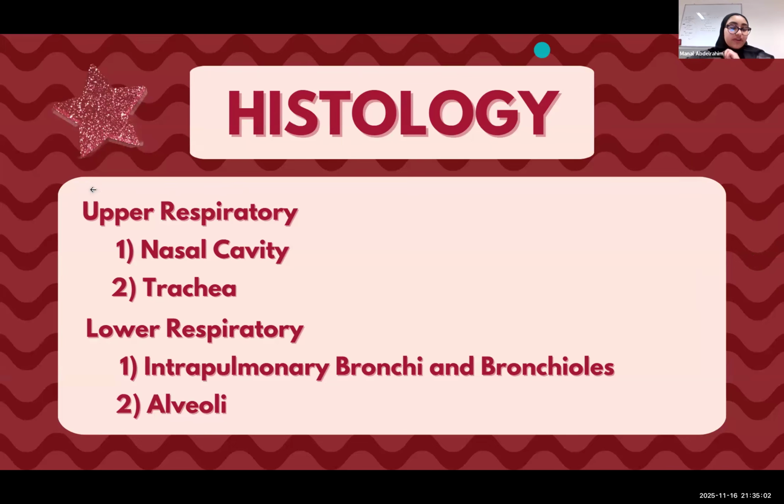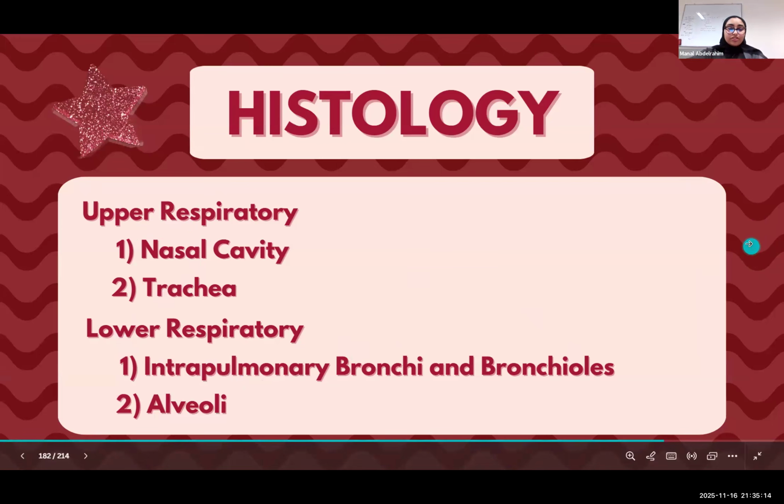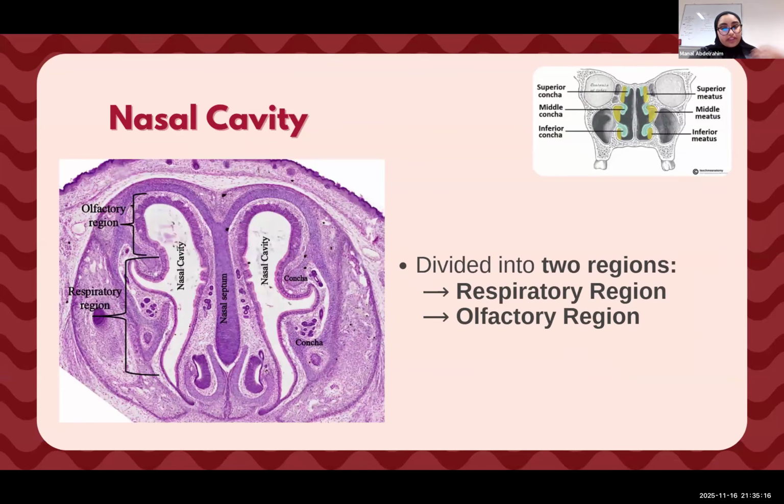Yeah. So histo is divided into the upper respiratory and the lower respiratory. Upper respiratory, we have the nasal cavity and we have the trachea. Lower respiratory, we have the bronchi, the bronchioles, and the alveoli. Now for pulmo histo, it's very, very easy, guys. Like, I love pulmo histo. I find it really, really cute.